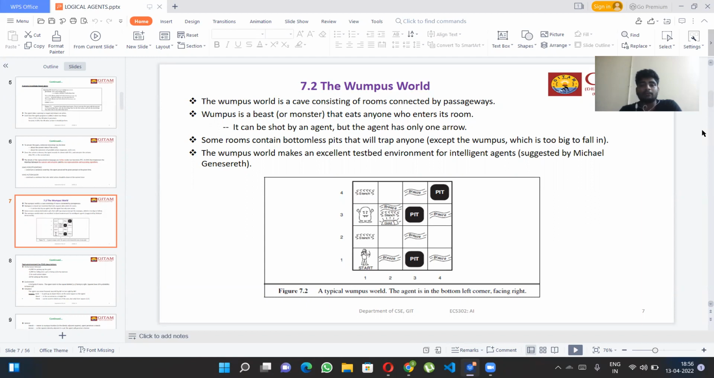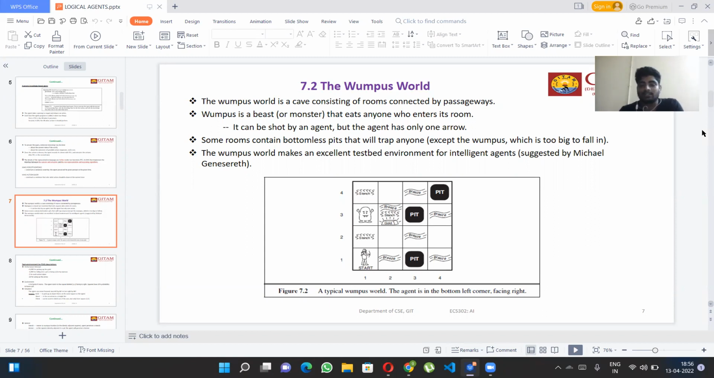The next point is that the Wumpus World makes an excellent testbed environment for intelligent agents. This was suggested by Michael Genesereth. He suggested that the Wumpus World makes an excellent testbed environment for intelligent agents.